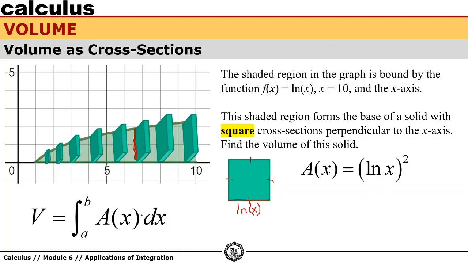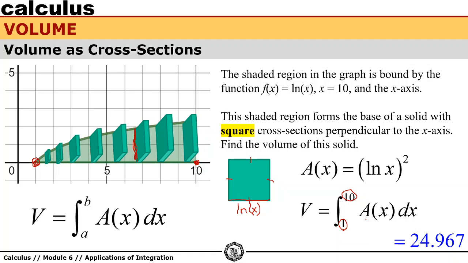All right, and once you have your area function, all we're going to do now is integrate that to get the volume. Since this region starts when x is equal to 1, that's where this region is going to begin, and it's going to end down here when x is equal to 10, we're going to integrate from 1 up until 10 and use that to help us get the volume. And when you do this, you'd probably have to use a calculator for a situation like this, you're going to end up with a volume of 24.967.